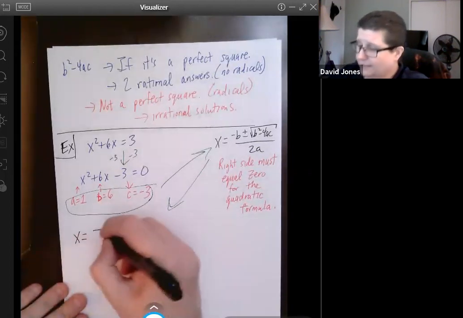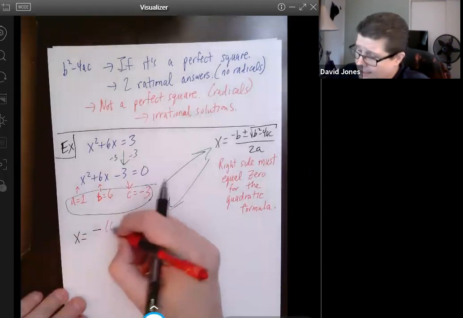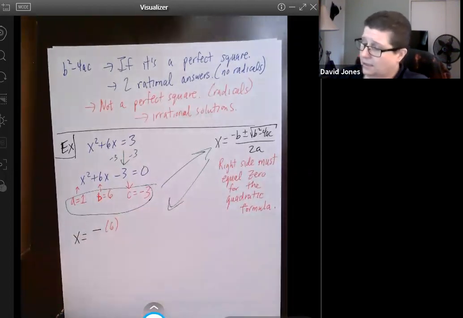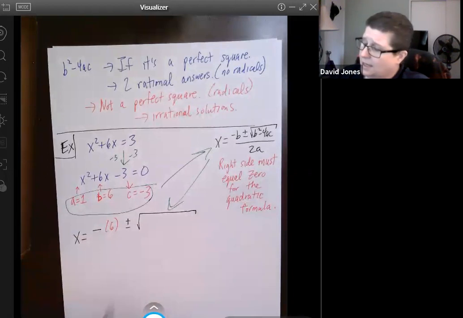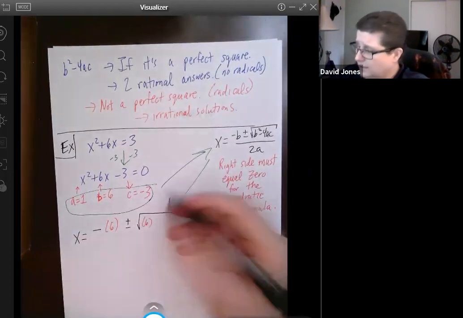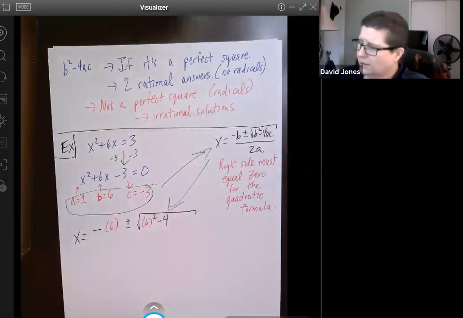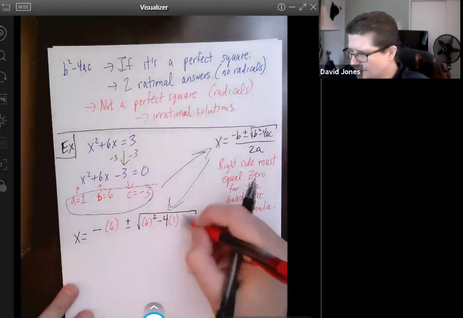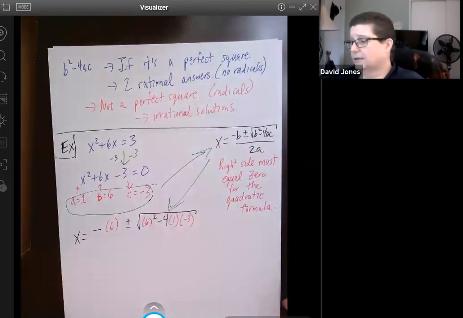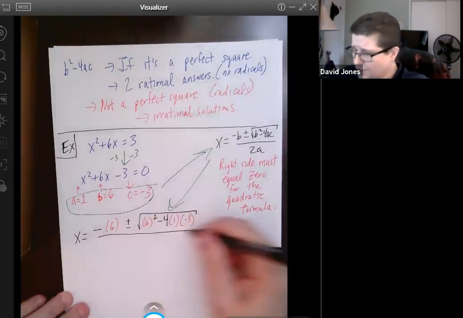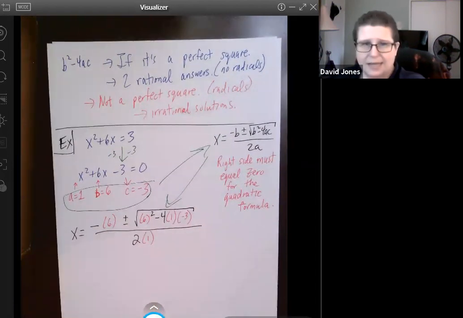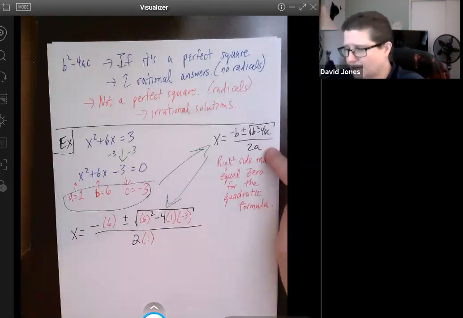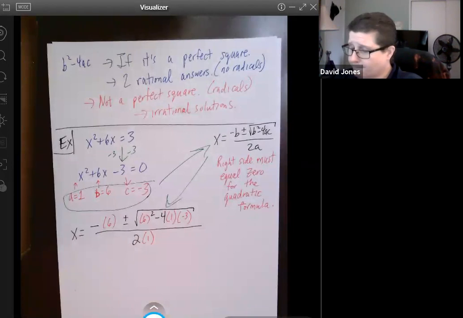X equals negative 6 plus or minus the square root. I've got 6 squared minus 4 times a, which is 1, times c, which is negative 3. And this is all divided by 2a, 2 times 1. So replace a, b, and c in the quadratic formula with the coefficients from that equation. And now this is just some operations.